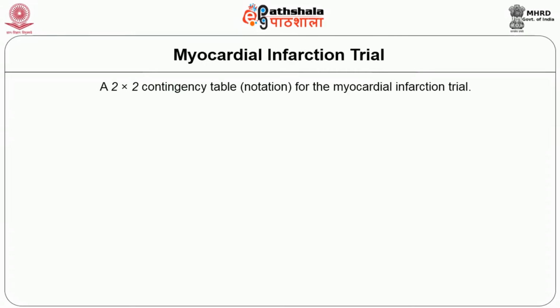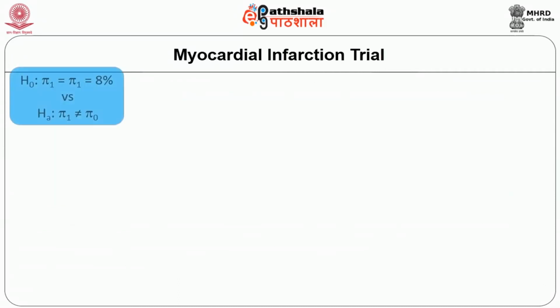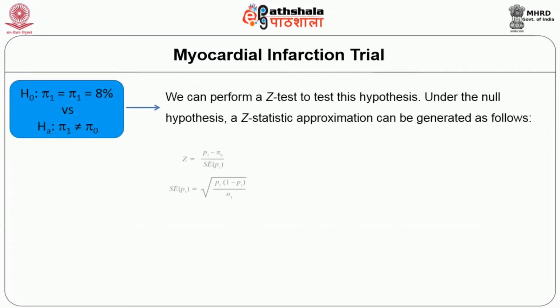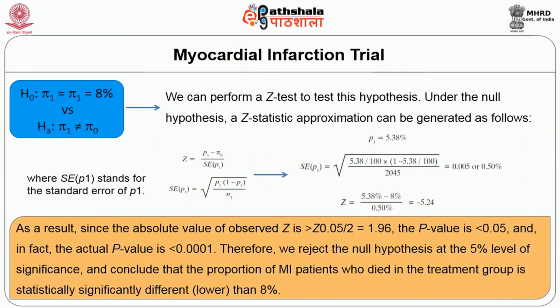Now, you want to compare whether the prevalence of two groups, or one group, is different from another group. For example, take an example in the slide. Suppose that from observational studies we know that about 8% of the MI group, which is given on the slide, is 8% and the active drug group is 5.38%. You want to compare and see whether this 5.38% is different from the 8%, which we test using a proportion t test or proportion Z test.